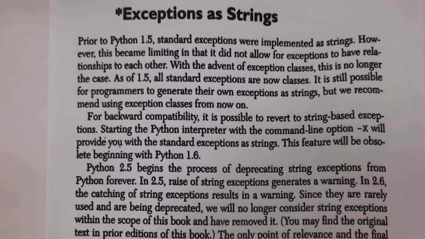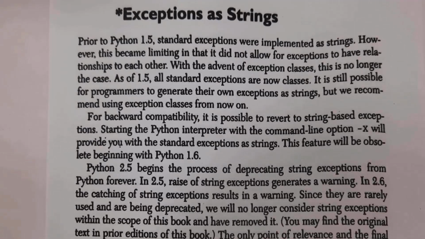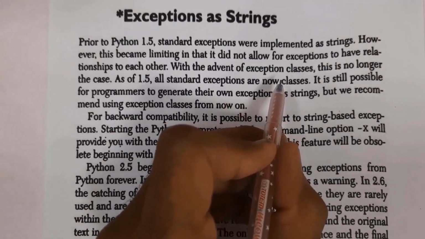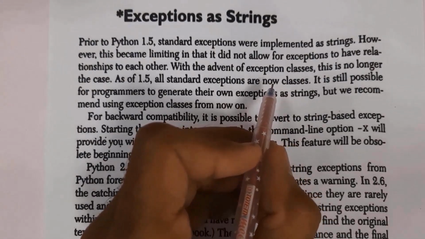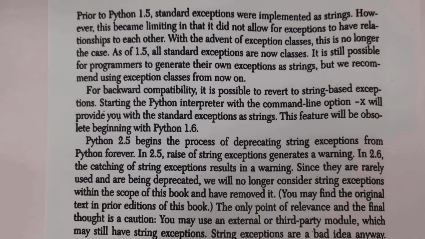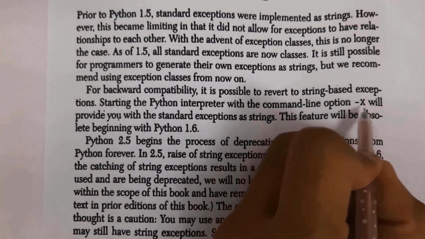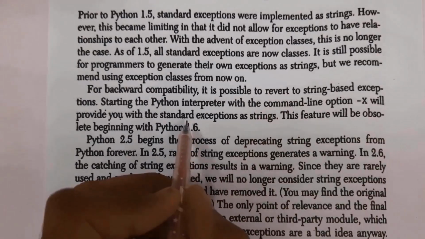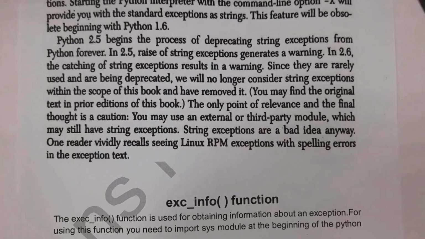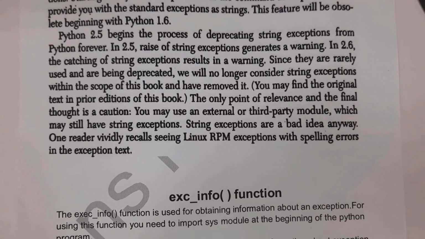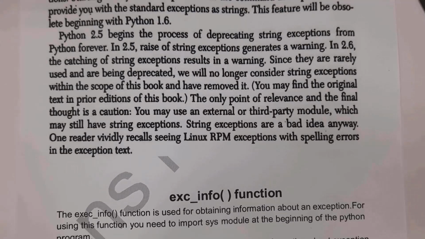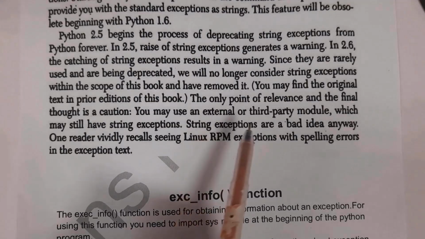So in order to overcome this problem, from Python version 1.5, they introduced exception classes in order to create our own exceptions. By using exception classes, we can create our own exceptions. From Python version 1.6, if you want to create any string exceptions, just after starting Python, you need to type the command -x. So this -x command will provide standard exceptions as a string. And when Python version 2.5 began, they removed string exceptions completely. So from Python version 2.5, a user cannot create any string exceptions. They removed string exceptions completely because there is no relationship between strings and exceptions. So these string exceptions are a bad idea.